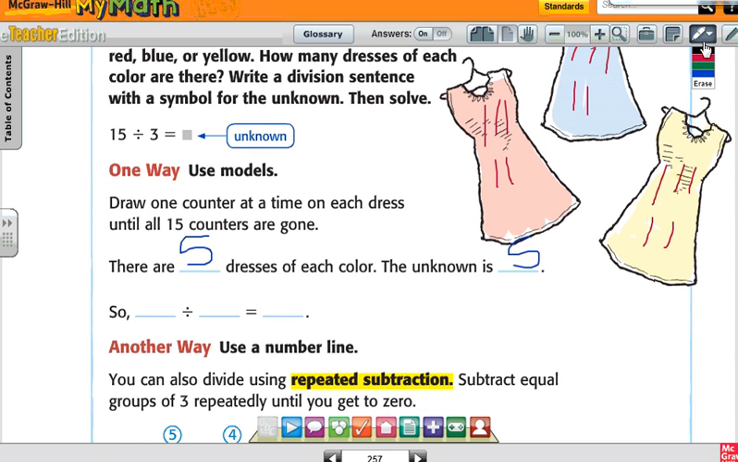So I know that 15 divided by how many dresses are there? 3. So 15 divided by 3 is 5. So there are 5 dresses of each color.